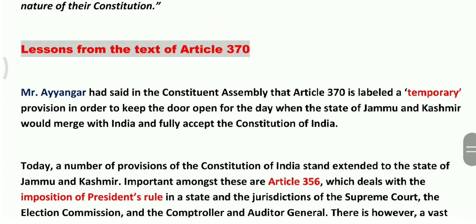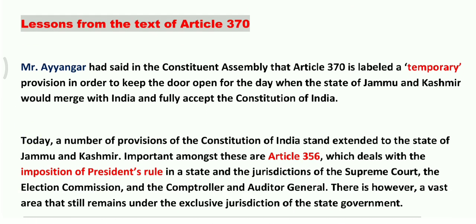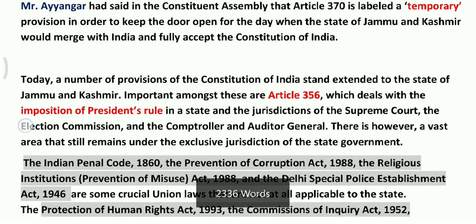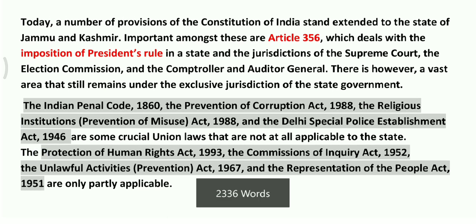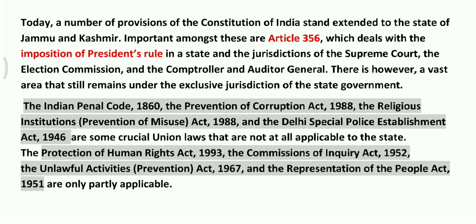So, what are the lessons from the text of Article 370? Mr. Iyengar had said in the Constituent Assembly that Article 370 is labelled a temporary provision in order to keep the door open for the day when the state of Jammu and Kashmir would merge with India and fully accept the Constitution of India. Today, a number of provisions of the Constitution of India stand extended in the state of Jammu and Kashmir. Important among these are Article 356, which deals with the imposition of presidential rule in the state, and the jurisdictions of the Supreme Court, the Election Commission, and the Comptroller and Auditor General. There is, however, a vast area that still remains under the exclusive jurisdiction of the state government.